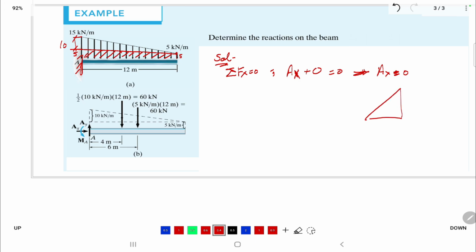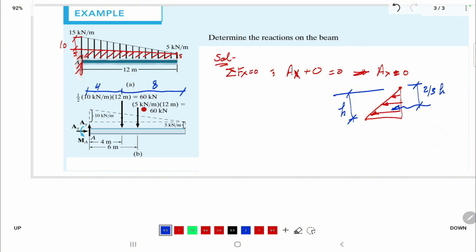Last session, we said if we have a triangular load like this, then the resultant is 2/3 from here. So if this length is H, this will be 2/3. So the point of effect of the force of the triangular section is 2/3 multiplied by 12. So from here to here it will be 8, and from here to here is 4. So for the uniformly distributed load it is 6 meters, halfway, and this one is 4 meters from the support.